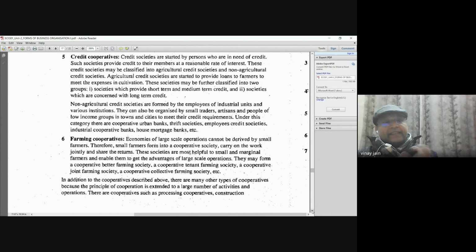Guys, agriculture credit societies are started to provide loans to farmers to meet the expenses in cultivation. These societies may be further classified into two groups. The first one is the societies which provide short-term and medium-term credit, and the second is societies which are concerned with long-term credit.